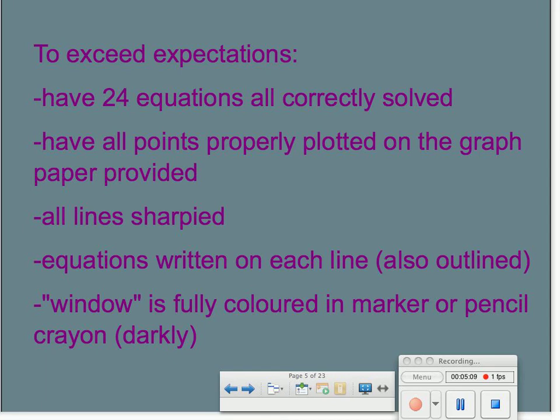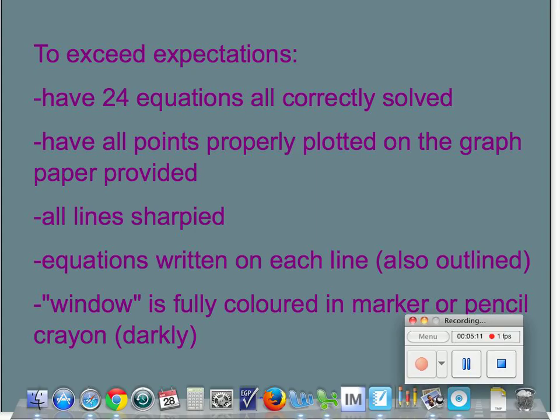Okay, so we're going to hand out the sheets, and don't do anything except put your name and division on there, and then we're going to go from there.